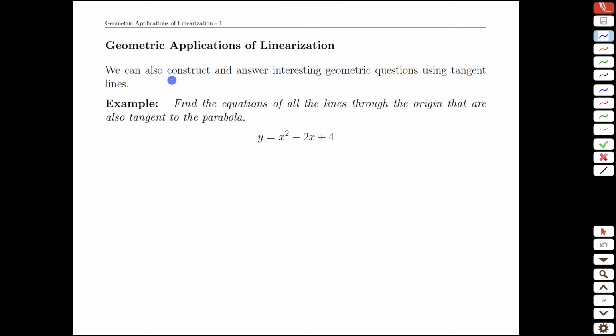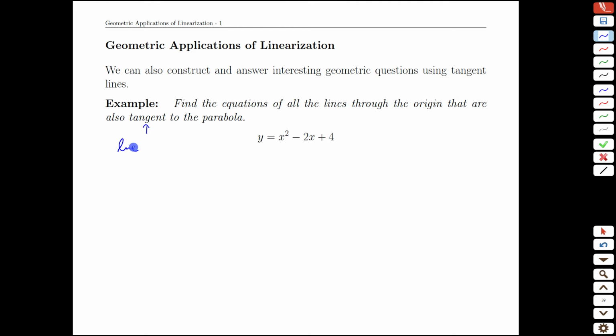Now that we've laid a foundation and understand a bit more about tangent lines and how to build formulas for them, we can use that to answer some interesting geometric problems, little puzzles like the one that follows. We're asked here to find the equations of all the lines through the origin that are also tangent to the parabola given here. The key thing we're going to need for this is that we're talking about tangent lines.